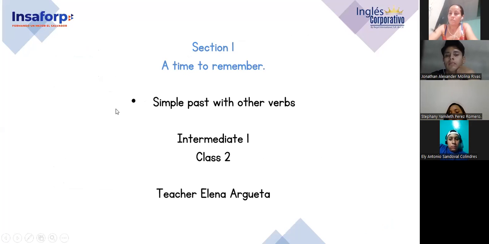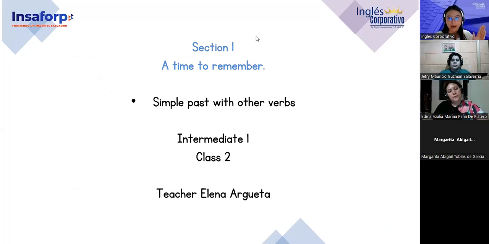If we move on, section number one, it's going to present a different topic. In this case, as you may see, the use of the simple past with other verbs. Verb to be was the beginning of the previous class. But right now, we are going to cover the simple past by using different verbs. All right, so that is going to be the topic for today's class. ¿Qué verbos conocen en inglés? Of course, in the simple past form.